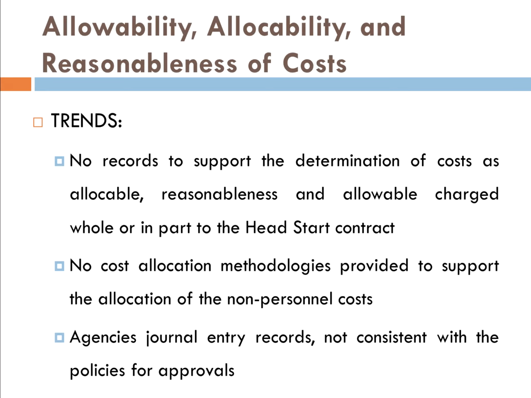Allowability, allocability, and reasonable costs. No records to support the determination, in some instances that you have tested it. In other words, how do you determine if a cost is allocable, reasonable, and allowable? You're going to have records to show that the cost that's being charged to the contract meets this test. And also in this particular section, there was no cost allocation methodology for the non-personnel costs, other than, again, the spreadsheet as I indicated earlier. So the spreadsheet did cover both the personnel and the non-personnel costs, but they did not include methodologies.